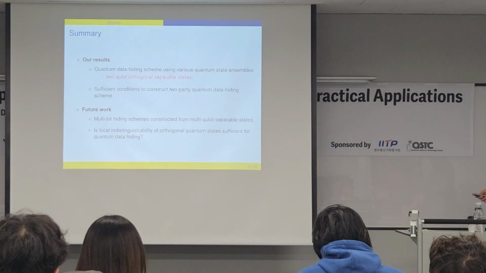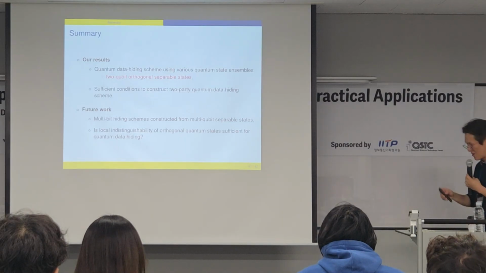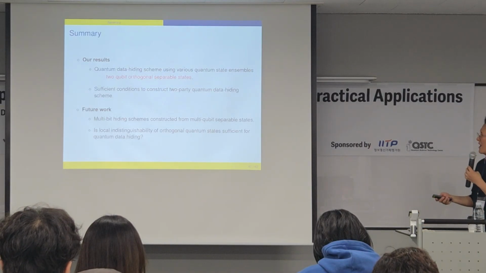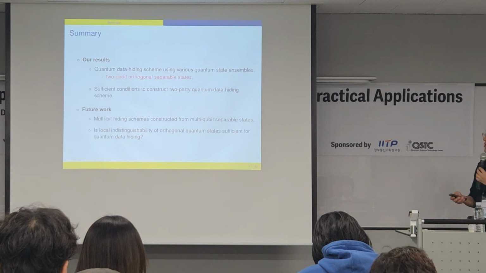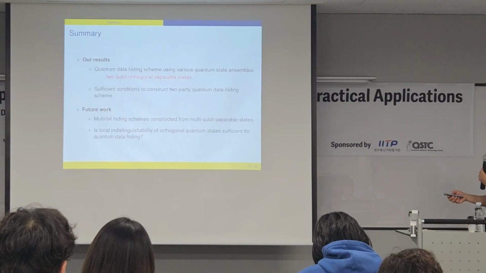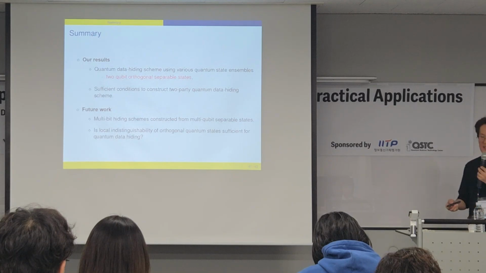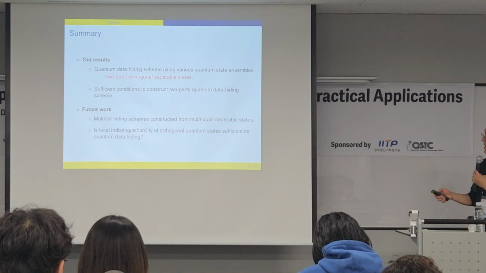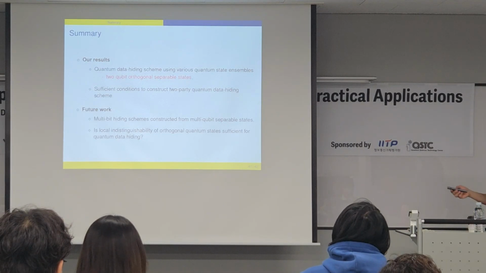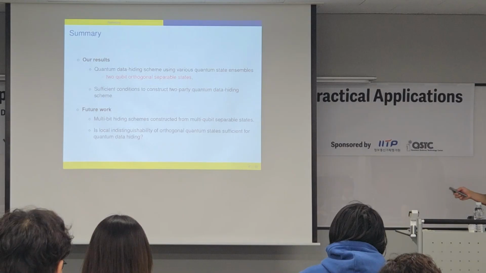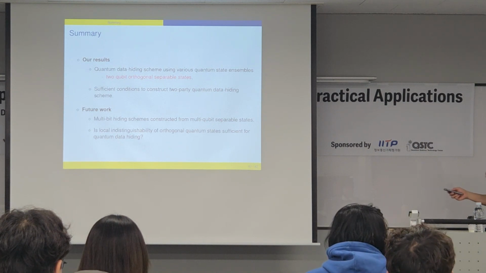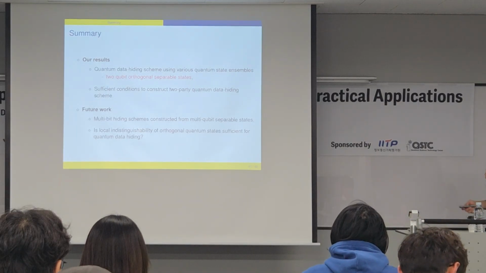Possible future work we can think about here is that because we have only talked about bipartite quantum states, maybe you can think about some multipartite quantum states to hide data among more than 2 people. And another thing is that the reason why we could construct this quantum data hiding scheme is to use the non-locality in quantum state discrimination, and we could find some sufficient conditions under which quantum data hiding is possible. Then one natural question is whether or not this local indistinguishability, I mean the non-locality in quantum state discrimination, is always sufficient for quantum data hiding. So that would be another interesting question we can think about.